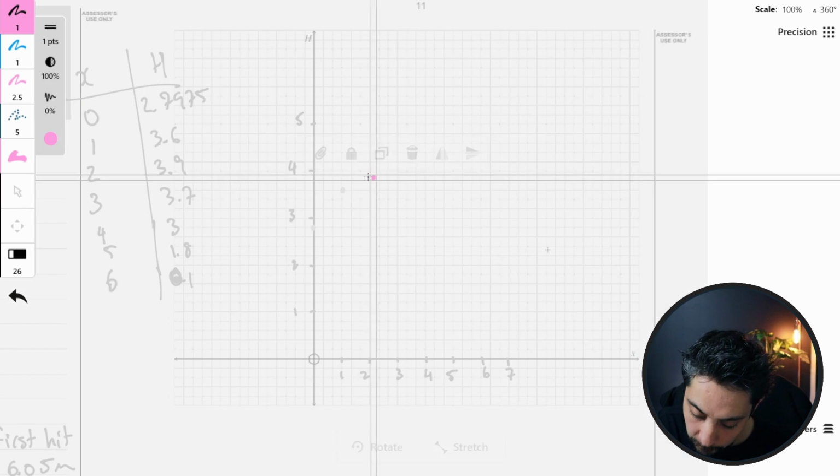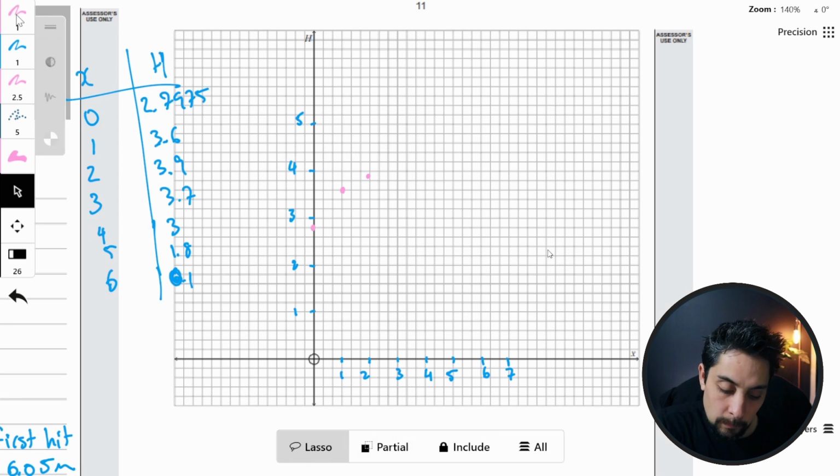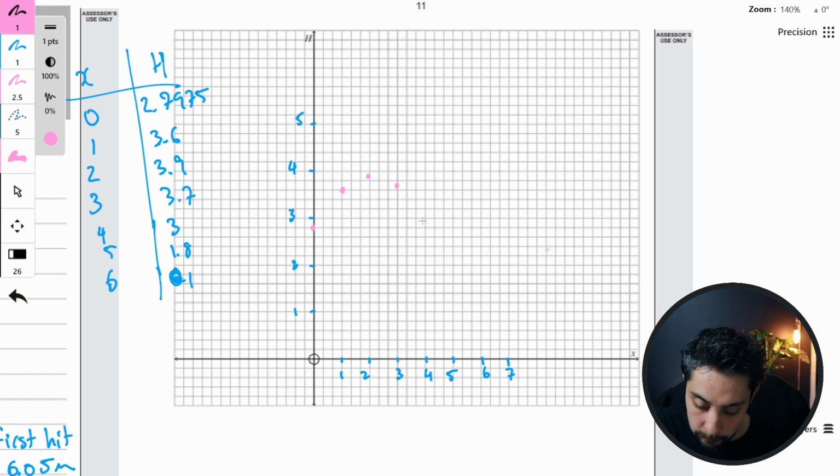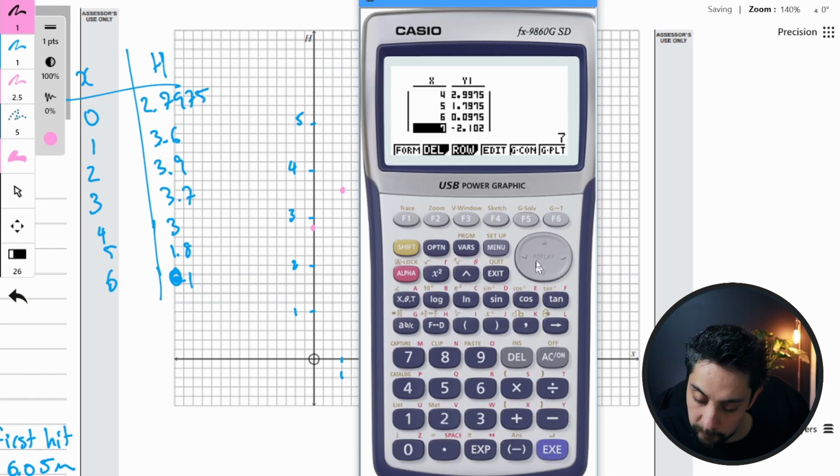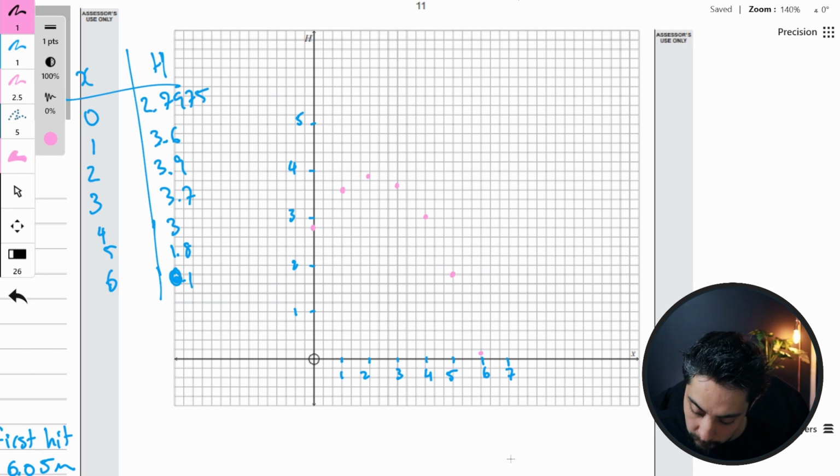Actually, that's supposed to go here, at 2 and 3.9. Next one is 3 and 3.7. 3.7 is there. 4 is 3.6. 5 goes to 1.8. 6 is 0.1. And 7 is theoretically negative 2.1, which is way down here somewhere.